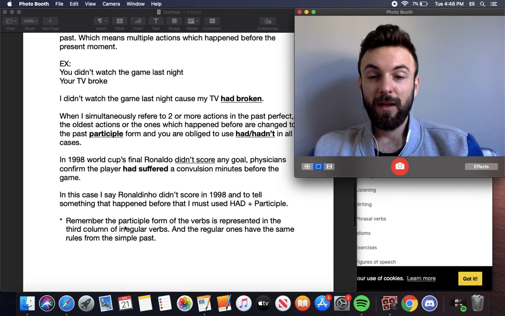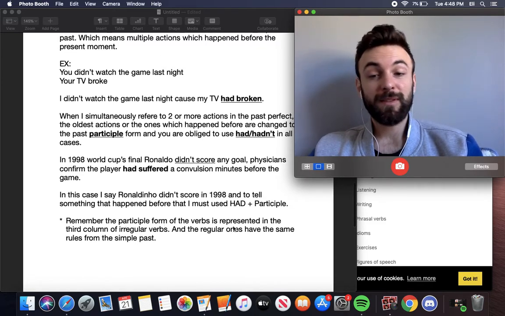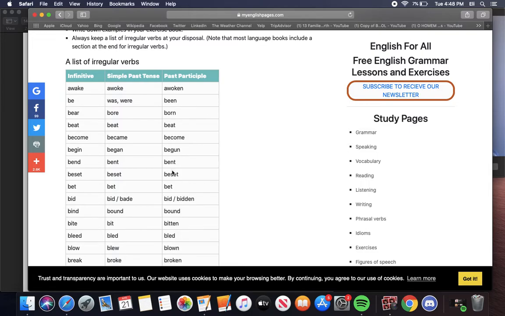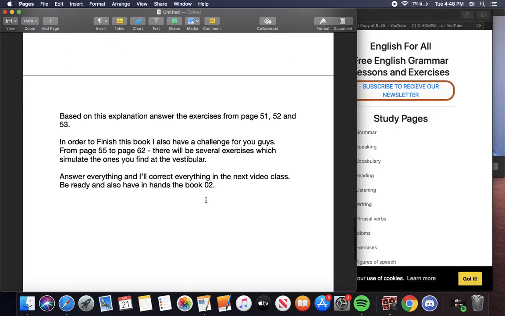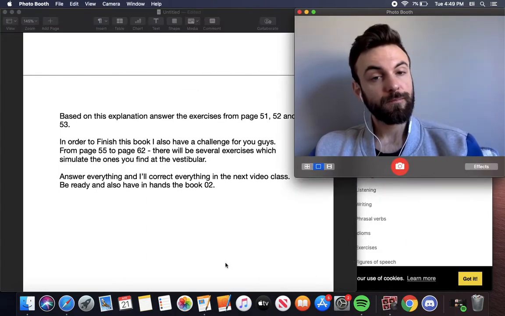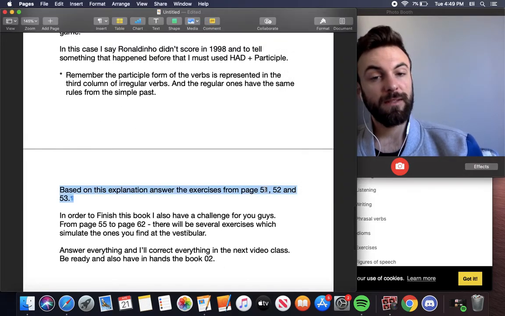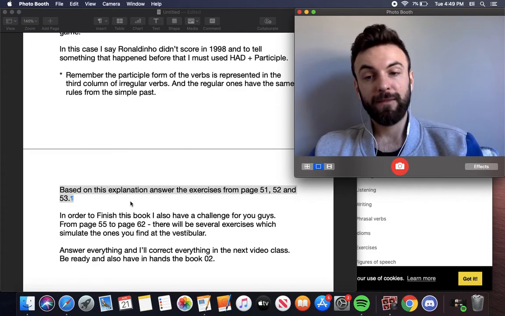That's really easy. Remember that participle forms are the verbs represented in the third column of the irregular verbs, and the regular ones have the same rules of the simple past. So the irregular ones are going to be this third column right here: begun, beaten, bled, blown, etc. Alright guys, based on this explanation, I want you to answer the exercises from pages 51, 52, and 53.